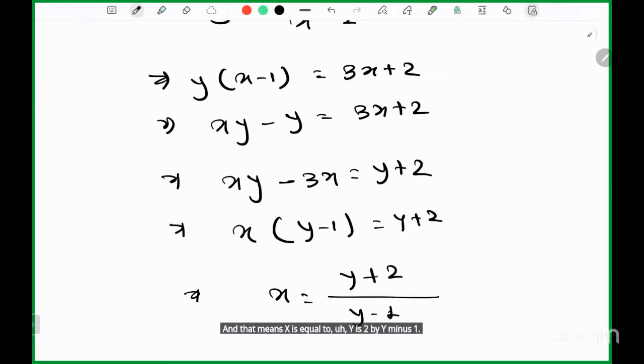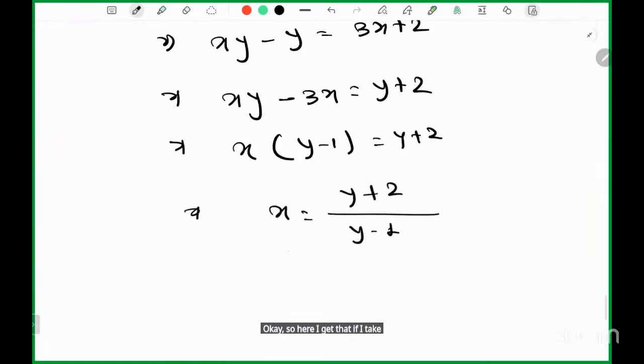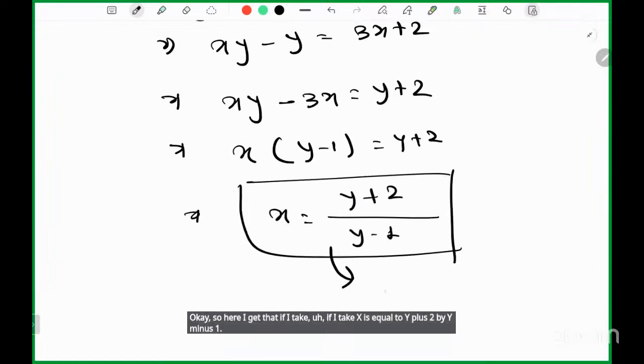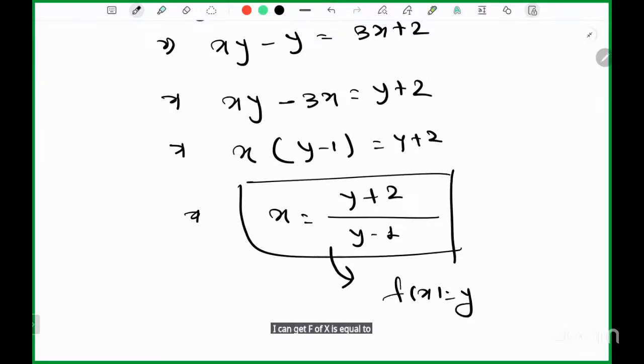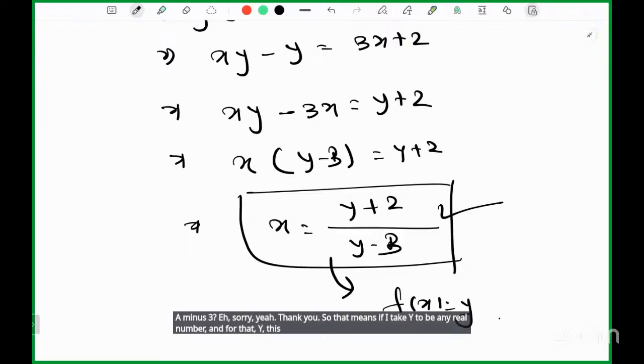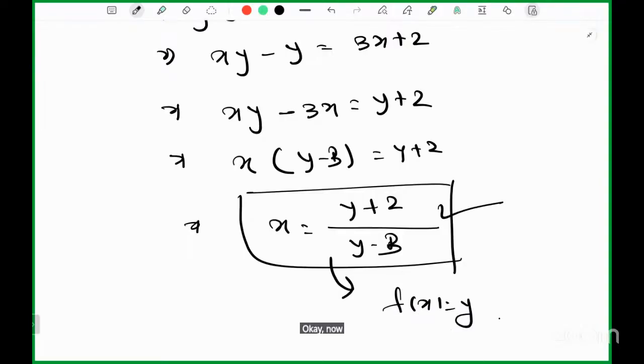So here I get that if I take x equal to y plus 2 by y minus 1, I can get f of x equal to y back. It's not y minus 1, it's y minus 3. Yes, y minus 3, sorry. Thank you. So if I take y to be any real number, then for that y, this will be my x. Now the thing is, this x can work only if y is not equal to 3.